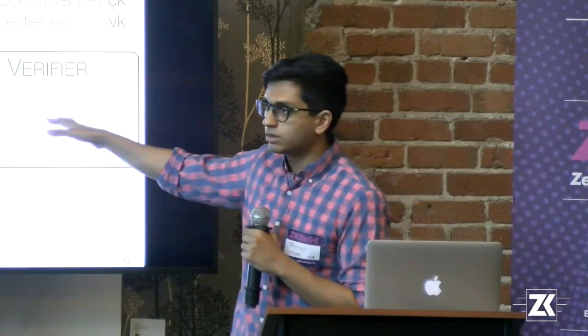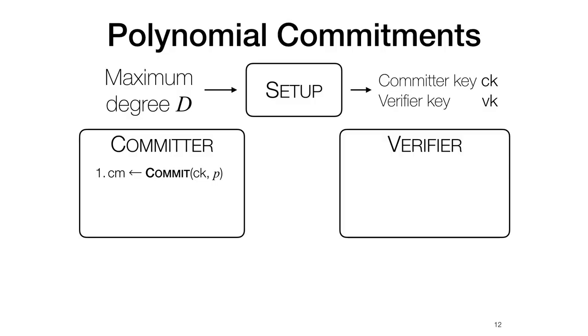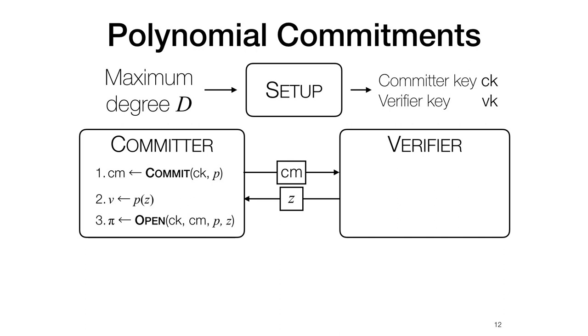The idea is this commitment is supposed to be smaller than the polynomial in its coefficient form, for example. So you send over the commitment. The verifier says, okay, I want to know the value of your committed polynomial at some point z. So it sends over the challenge point z to the committer. The committer evaluates the polynomial at that point.